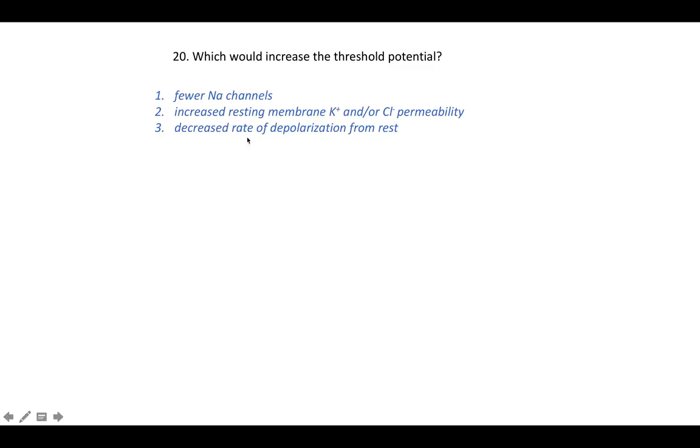And then decreased rate of depolarization from rest. The slower your rate of depolarization, the more the inactivation gates in the sodium channels have a chance to close before you get that regenerative reaction going. So you want fast depolarizations that open those activation gates quickly and don't allow enough time for inactivation gates to close. That's how you get a nice regenerative reaction going. Okay.